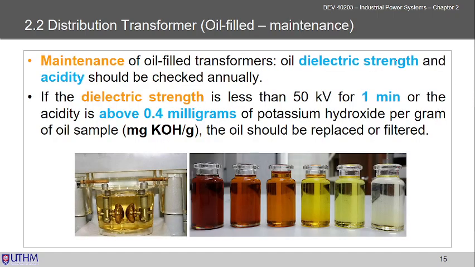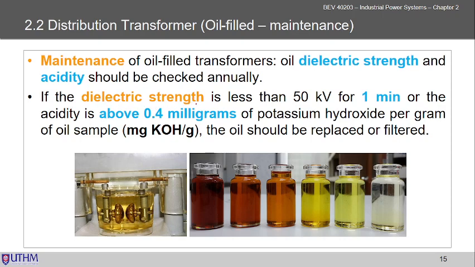And how do we maintain, and what are the things that we need to take care of during the maintenance of this oil-immersed type of distribution transformer? The first one is the dielectric strength. So we try to always monitor the dielectric strength, as well as the second one, the acidity, the acid. So this is the feature.